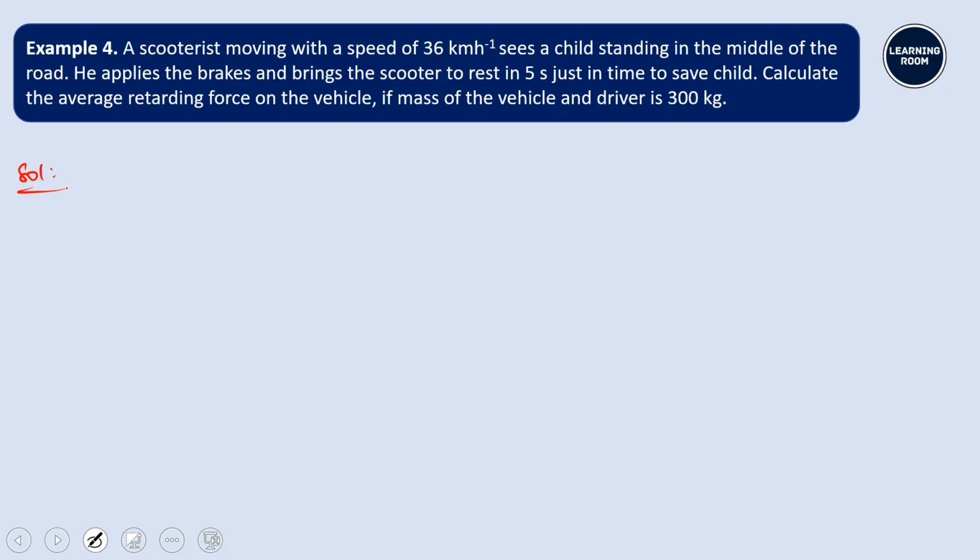When you look at the solution here, the initial speed of the motorist is given as 36 km per hour. How to convert kilometer per hour to meter per second? You need to multiply by 5 divided by 18. Then kilometer per hour will get converted to meter per second. So this is going to give you 10 meter per second. This is going to be the initial velocity.